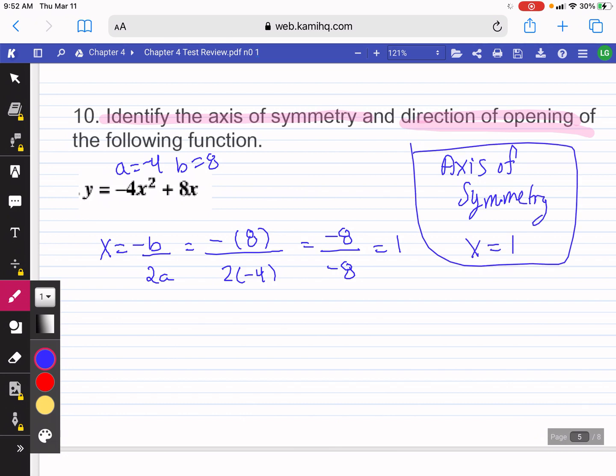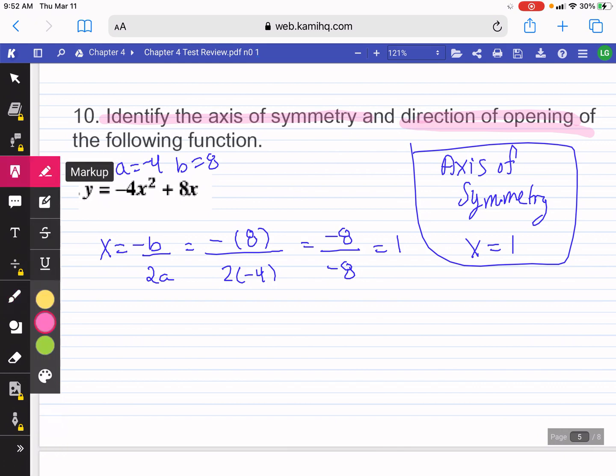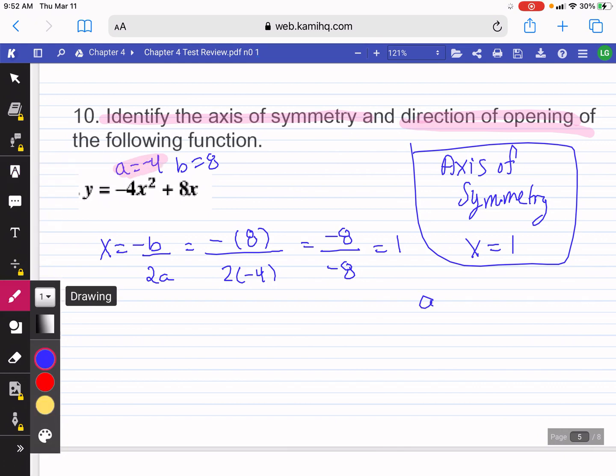And then direction of opening, remember that comes from our a value. So here our a is equal to a negative 4. Since it's negative, the direction of opening is going to be downwards.